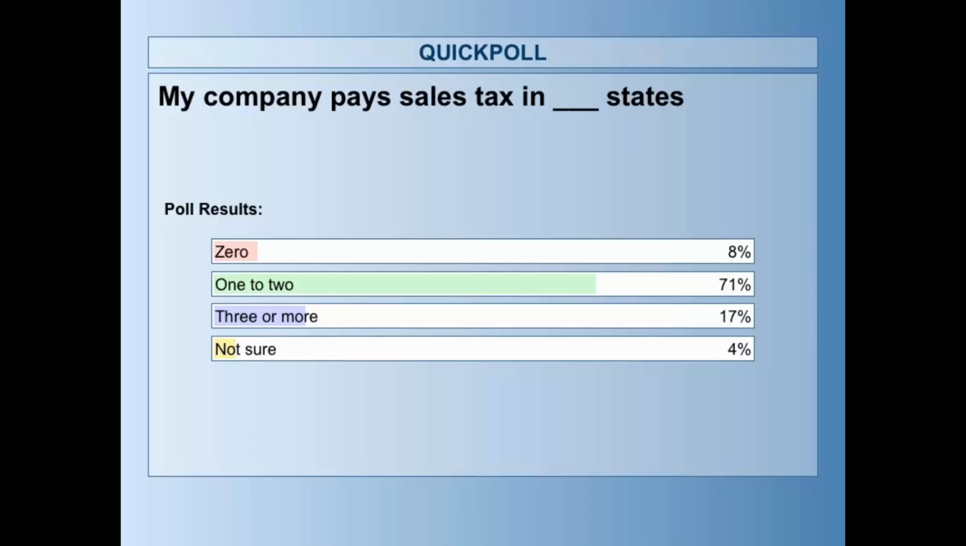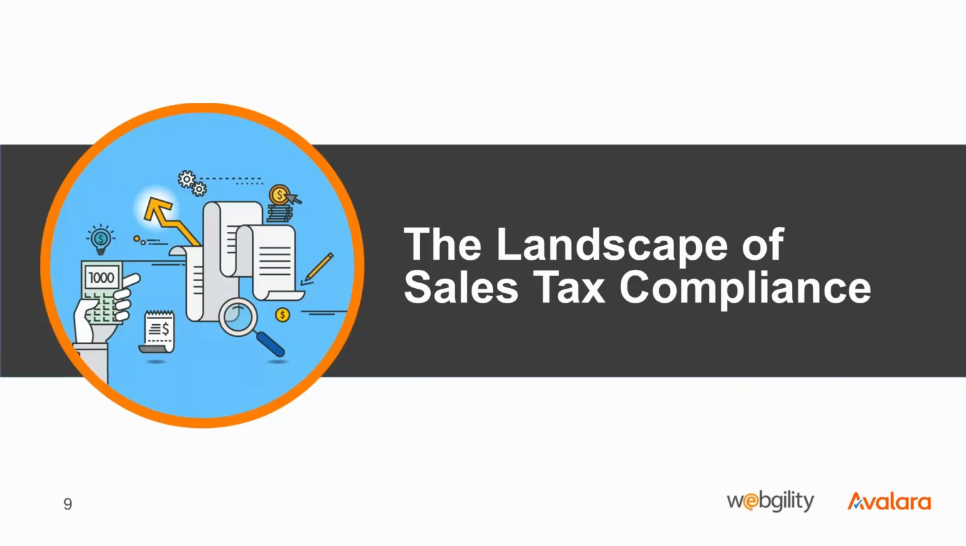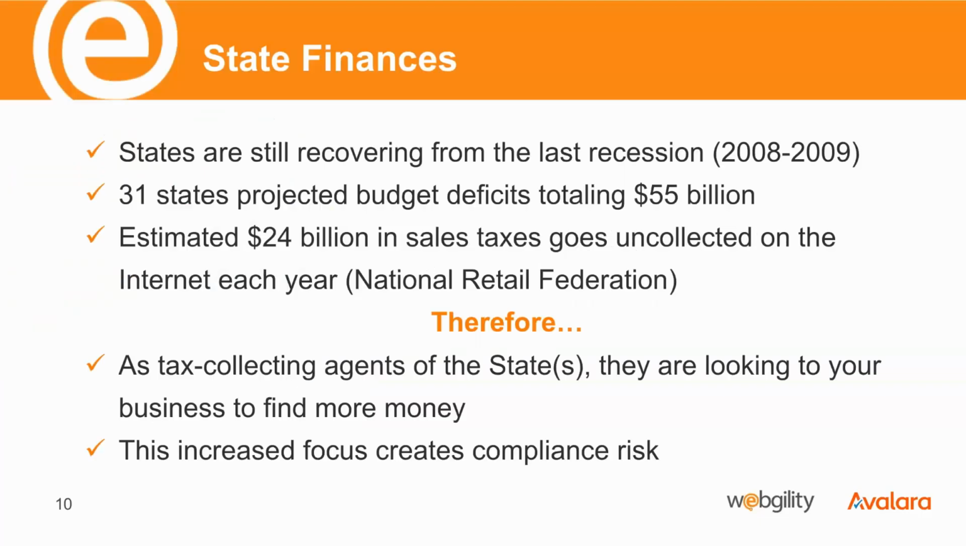All right. So we're going to start off and talk a little bit about the landscape of sales tax compliance, what's happening in the states, and why sales tax compliance has become a really hot issue recently. So what we're seeing is that states are still in the process of recovering from the last recession. When the economy goes down, naturally they see their income reduce quite a bit. And in fact, 31 states are currently projecting budget deficits totaling $55 billion.